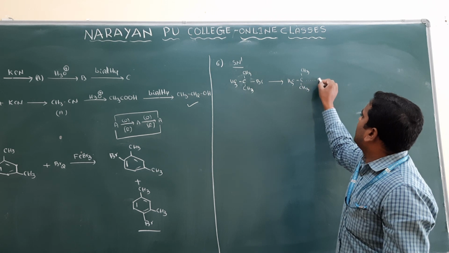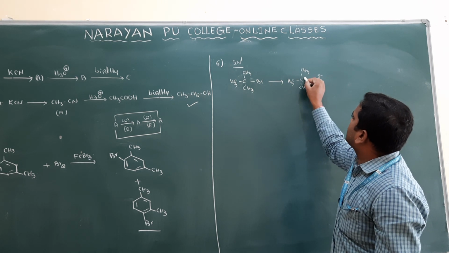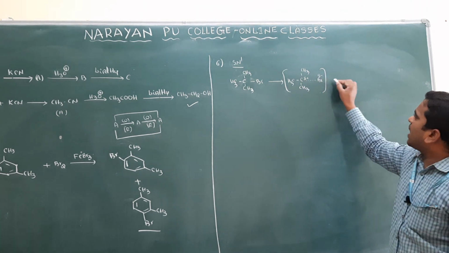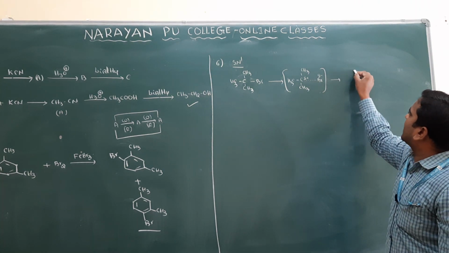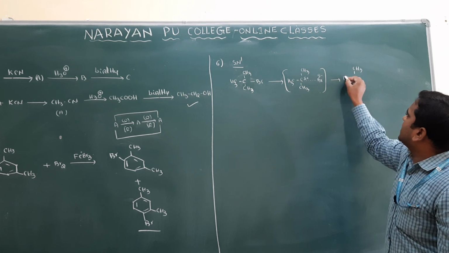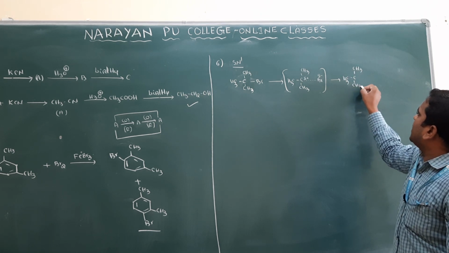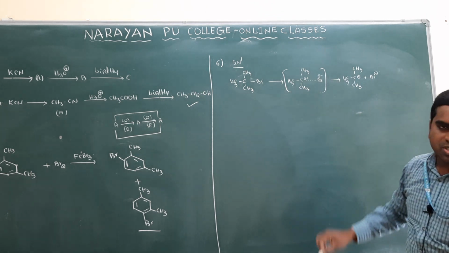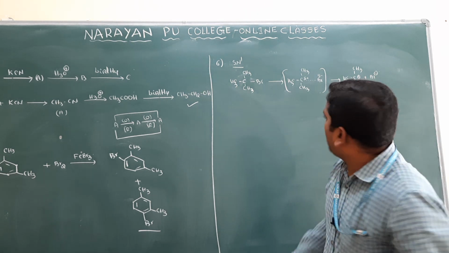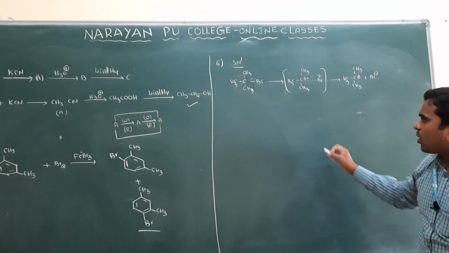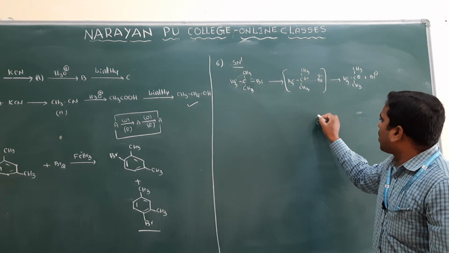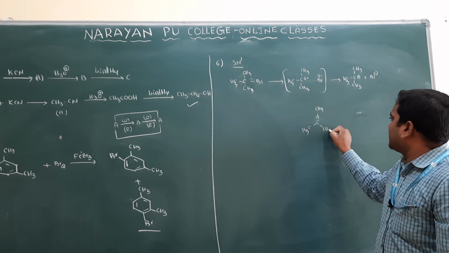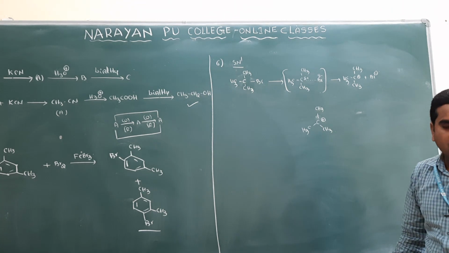CH3, and here there will be a bromine. Bromine gets the negative charge and this is positive charge. Clear? So next, you will get the carbocation as an intermediate. CH3, and here there will be a CH3 and a positive charge, and there will be a negative charge. Clear? Now this is carbocation. This is carbocation CH3, and CH3, and here there is a CH3 and a positive charge. Clear?